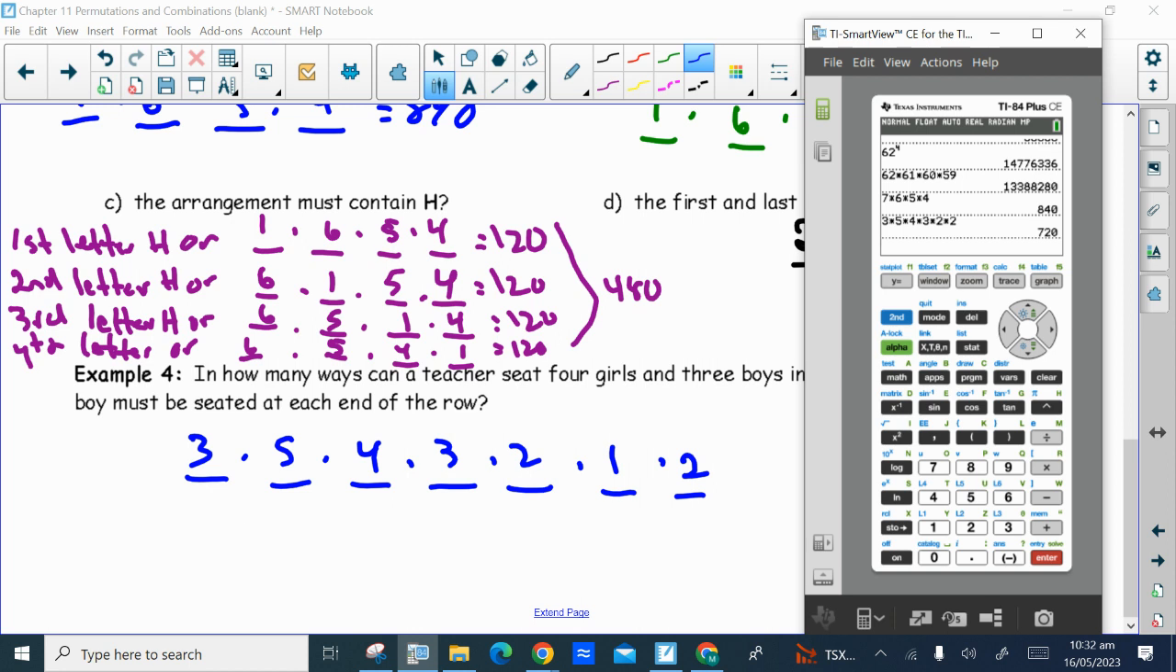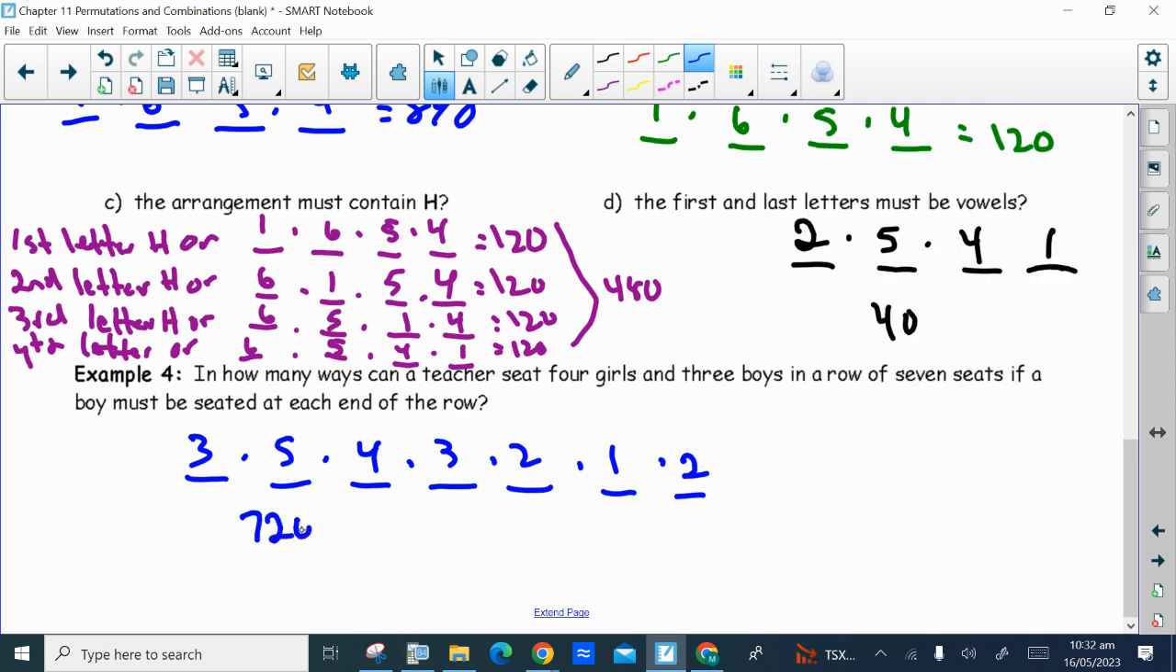So that gives us a total of 720. 720 different arrangements of those students if a boy must be seated at the end of the row, at each end.